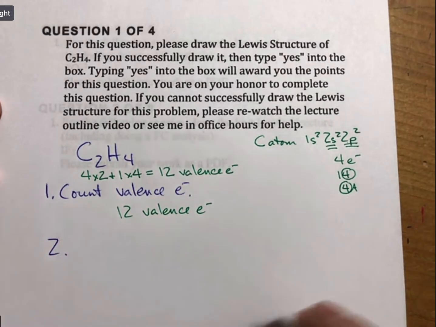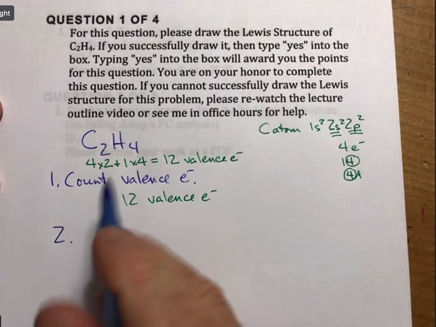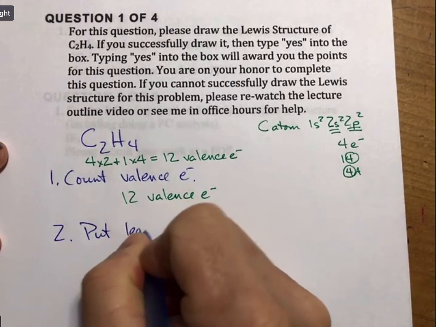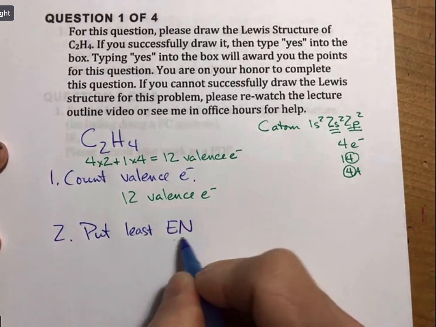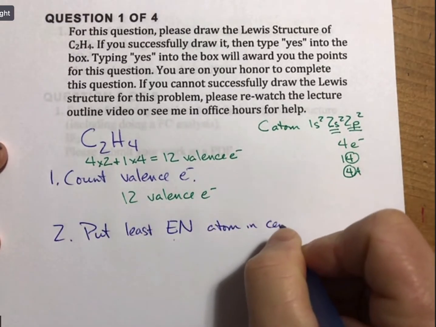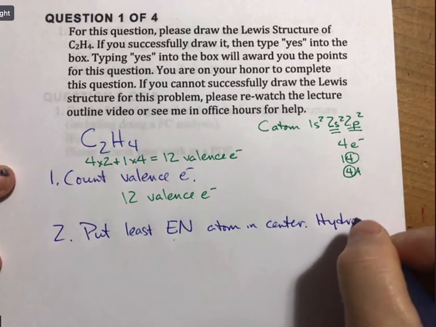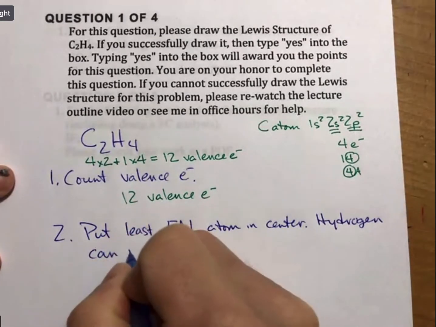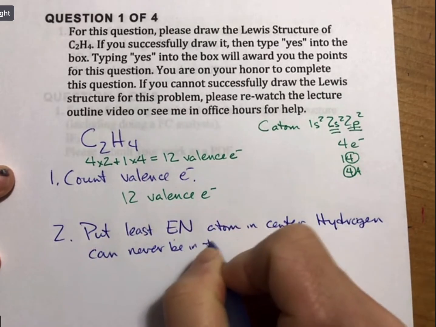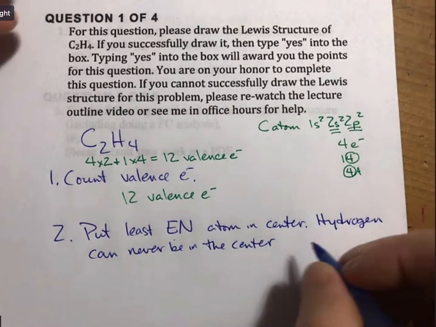Then the next step is to put the least electronegative atom in the center. For electronegative, I'm just going to use capital E, capital N. Least electronegative atom in center. Hydrogen can never be in the center, because hydrogen only ever wants 1 bond. To be in the center, you need 2 bonds, so that's why.